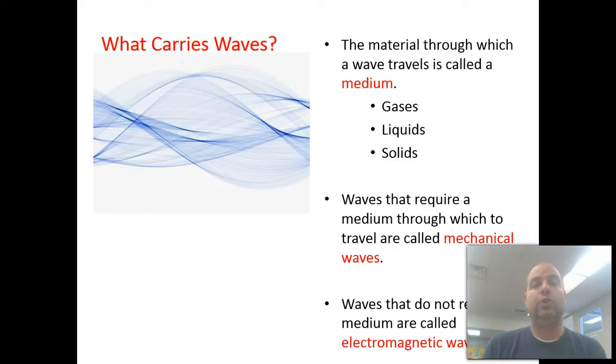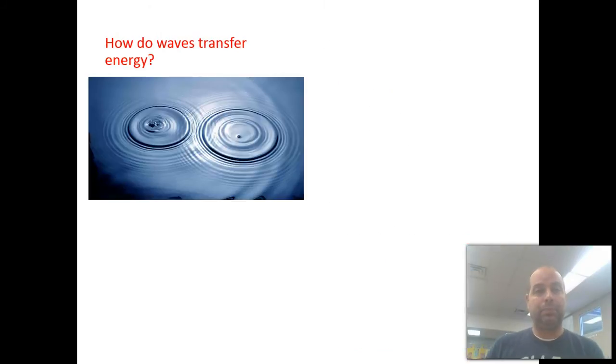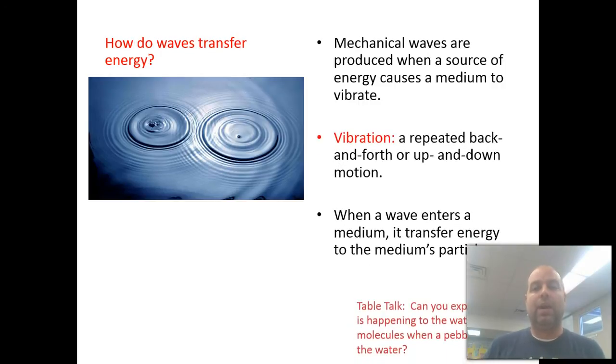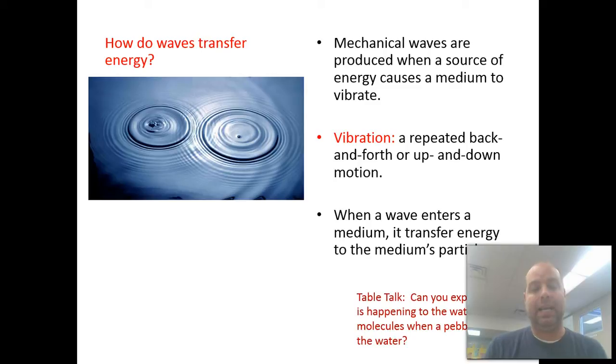Electromagnetic waves, however, do not require a medium. Electromagnetic waves are light, radio waves, things like that. Mechanical waves, though, are things like seismic waves, ocean waves, and sound waves. So, how do waves transfer energy? They transfer energy through vibrations. A seismic wave starts at an epicenter, vibrates the earth, and radiates out. A sound wave starts in your voice or vocal cords, vibrates the air, and vibrates out. So waves transfer energy through vibrations.